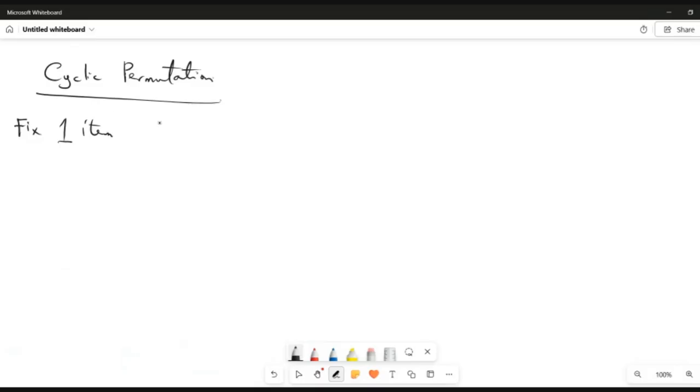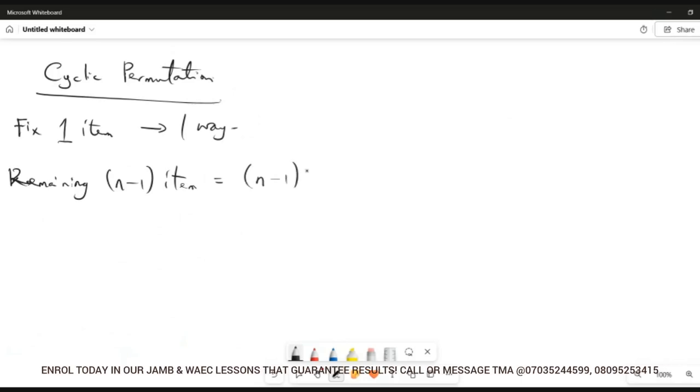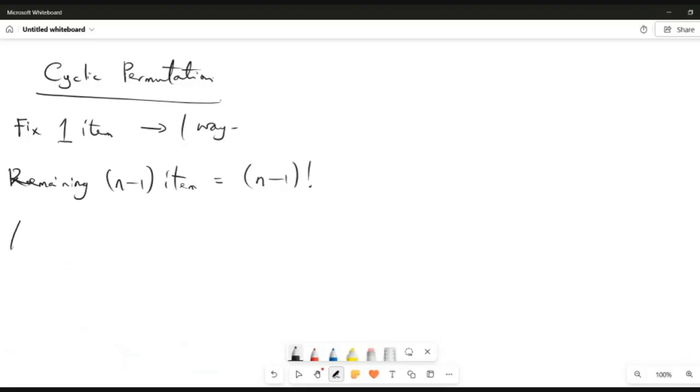So that can be done in one way. Then the remaining n-1 items can be done in n-1 factorial ways. So in total, if you're arranging in a circular manner, the number of ways of doing that is going to be 1 multiplied by n-1 factorial. The first one is the one you fix, which is a reference. The remaining ones, out of n, after you remove 1, is going to be n-1 factorial. So that's what you have. I hope this is clear.